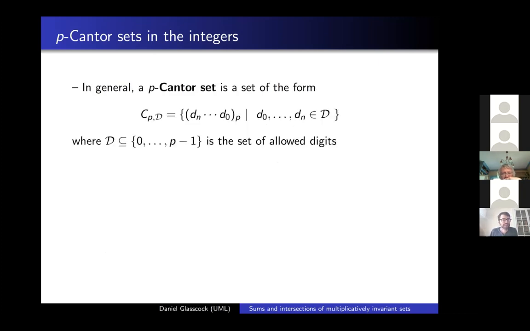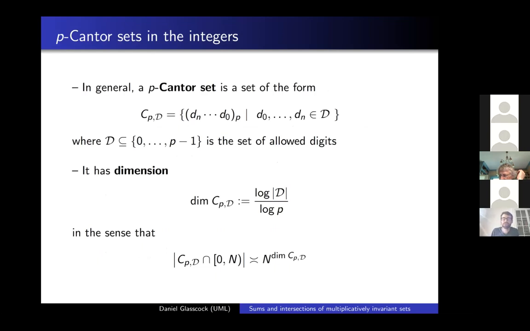Okay, so now we're just going to do the same exact thing with letters instead of numbers. A P Cantor set is a set of the form C(P, D). It's all of those integers which are written in base P using this set of allowed digits. D can be what you'd like. This has a dimension, log cardinality of D over log P. And this for us is just going to mean that the number of elements in this P Cantor set is n to the dimension, roughly speaking, on the first n integers.